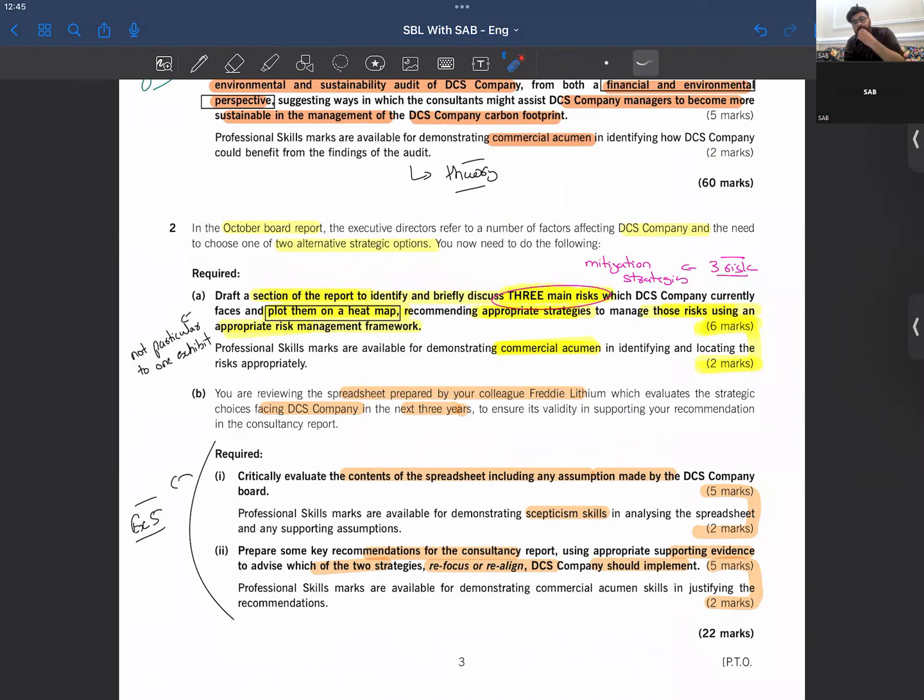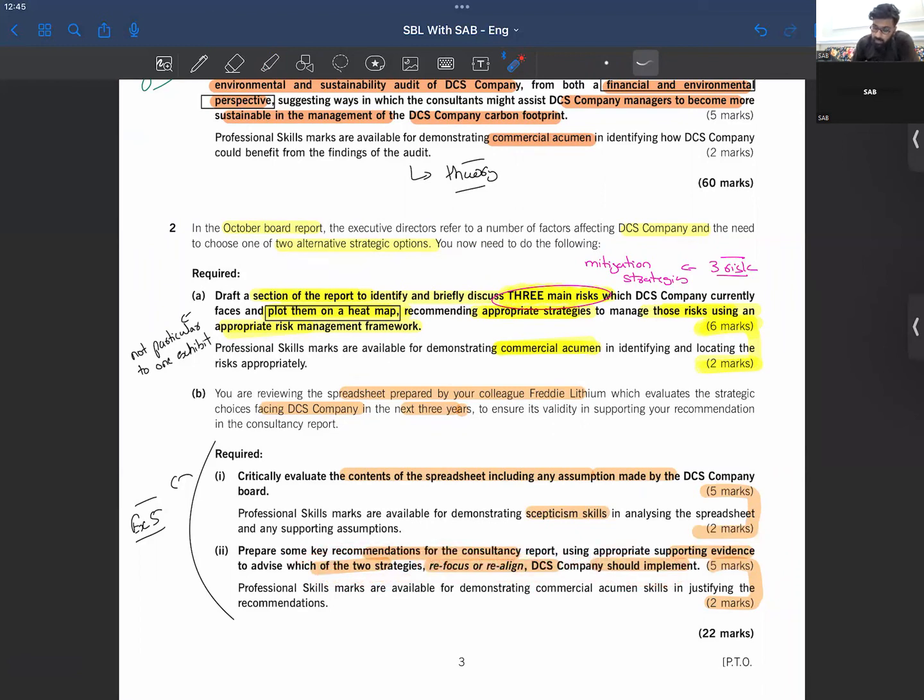See, now what are we left with, right? Let's look into what exactly we are left with. We are left with critically evaluating the contents of the spreadsheet, including assumptions made by the DCS company. Then we have to prepare some key recommendations for the consultancy report using supporting evidence to advise which of the two strategies, refocus or realign, to follow.